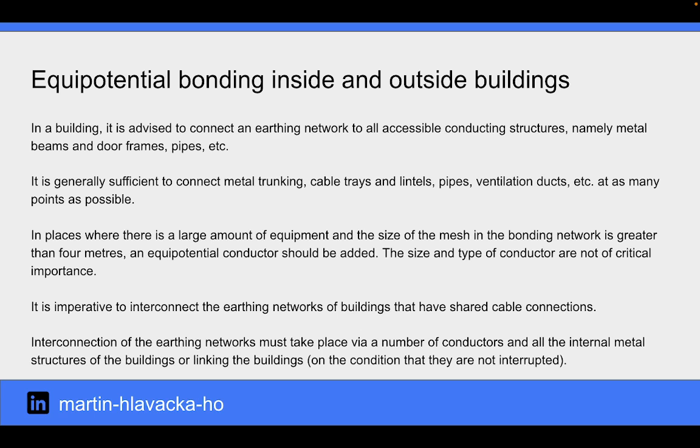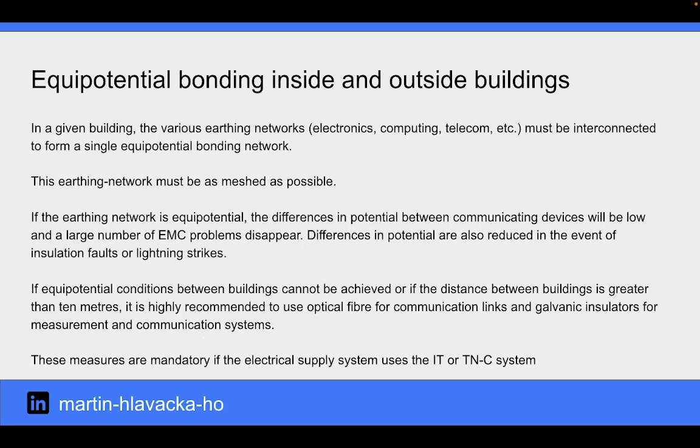It is imperative to interconnect the earthing networks of buildings that have shared cable connections. Interconnection of the earthing networks must take place via several conductors and all the internal metal structures of the buildings or linking the buildings. In a given building, the various earthing networks must be interconnected to form a single equipotential bonding network. This earthing network must be as meshed as possible.